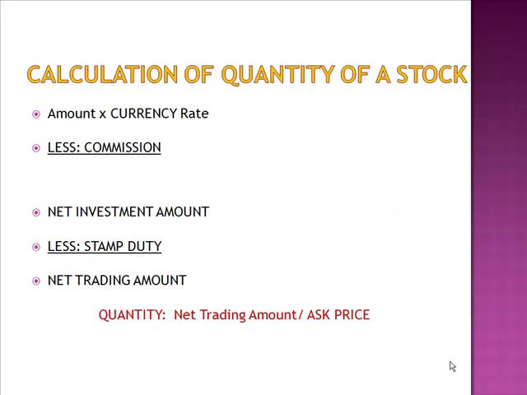So if I'm calculating the quantity of a stock that I want, here is how I do it. I take the amount multiplied by the currency rate. Now bear in mind, this must be the currency rate that you will be offered by your broker, not just the spot that you find on Yahoo Finance. Take off the commission involved, and now you're down to the net investment amount. So now you take off your stamp duty, and then you're left with your net trading amount to divide by the ask price.